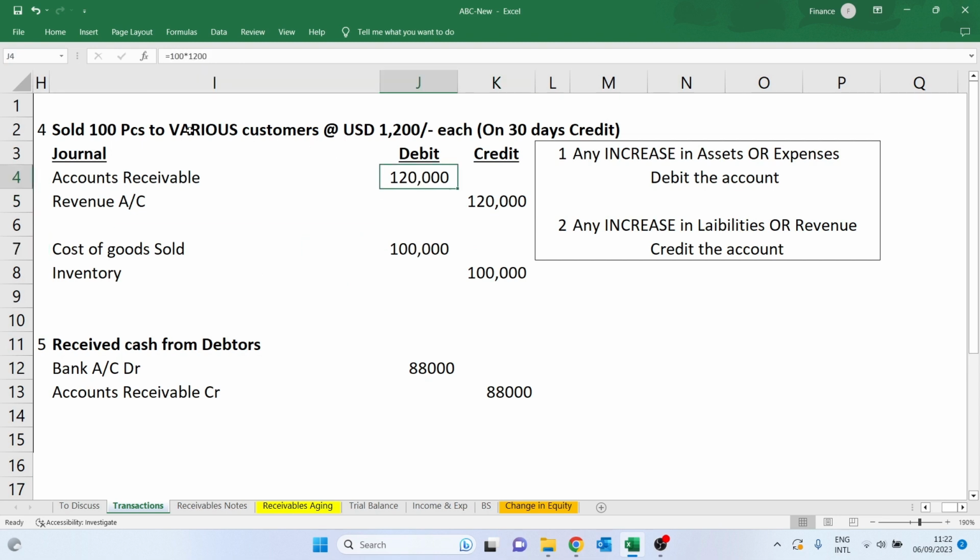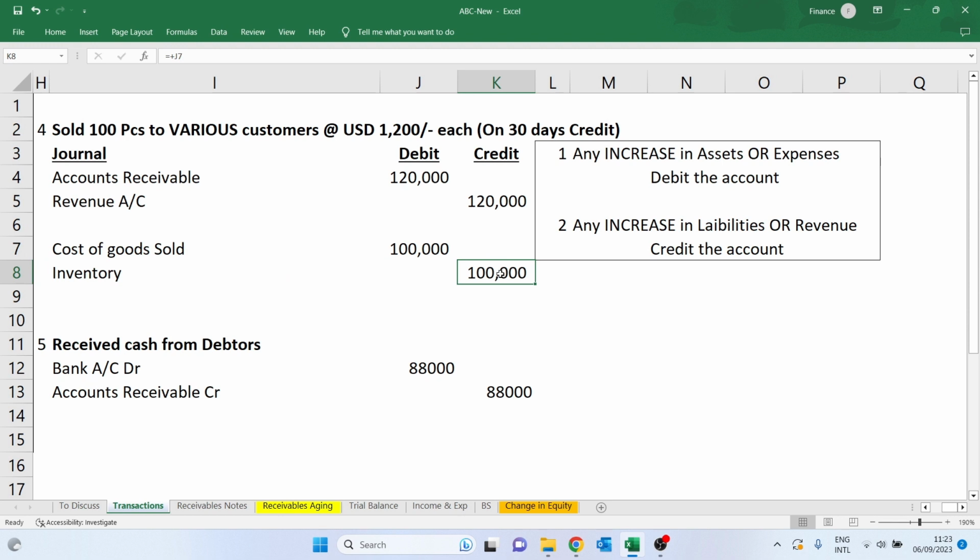Here our inventory is decreasing, right? Because we are taking 100 pieces from our stock, our inventory, and we are giving it to the customers. So what is happening here? Inventory is decreasing. Inventory is an asset, right? Our stock is an asset. So if an asset is decreasing, what will be the entry? If you are debiting the increase in asset, then the decrease in asset will be credited. So here we have credited 100,000.